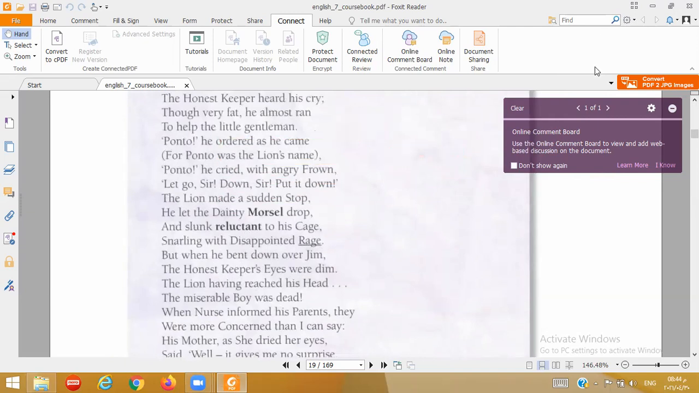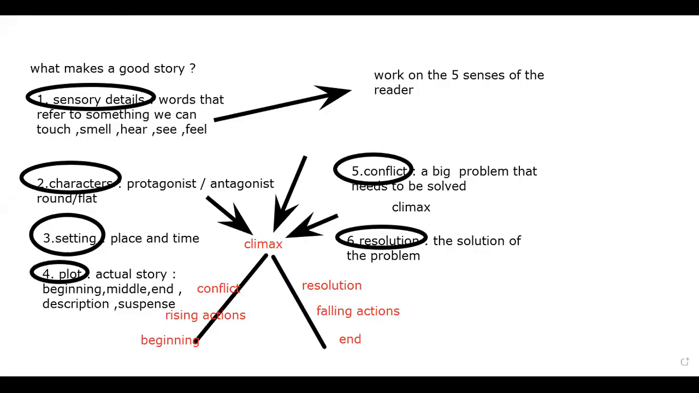So we have a great deal of sight words, right? Now let's go back to the board here. Now I want you to tell me if that story has sensory details. Yes. Does it have characters? Yes. Does it have setting? Yes. Does it have a plot? Yes. Does it have conflict?